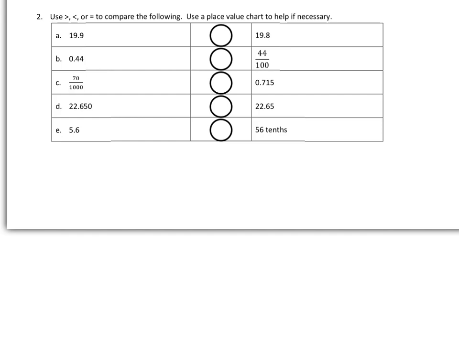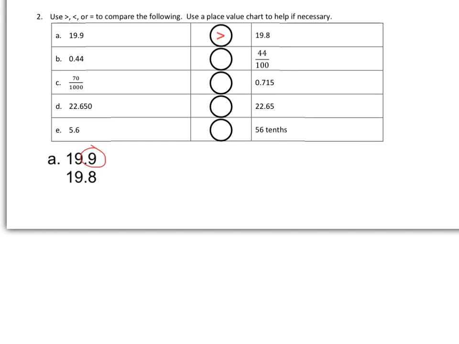I'll write out the numbers below so they can be compared easily. This problem is very similar to other problems that we have done. Start in the tens place. Both numbers have a 1. So let's move on to the right to the ones place. Once again, each number in the ones place is the same, this time being a 9. After the decimal in the tenths place, however, is where we find our first difference. The top number has a 9 in the tenths place, and the bottom number has an 8 in the tenths place. Since 9 is greater than 8, we can say that 19 and 9 tenths is greater than 19 and 8 tenths.